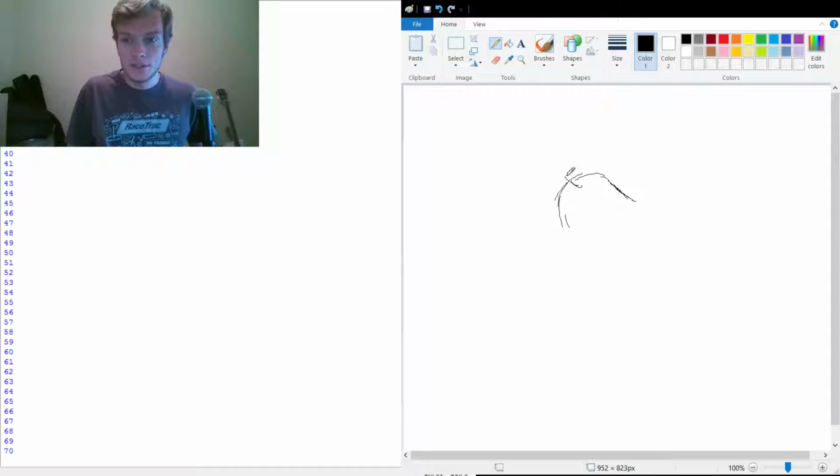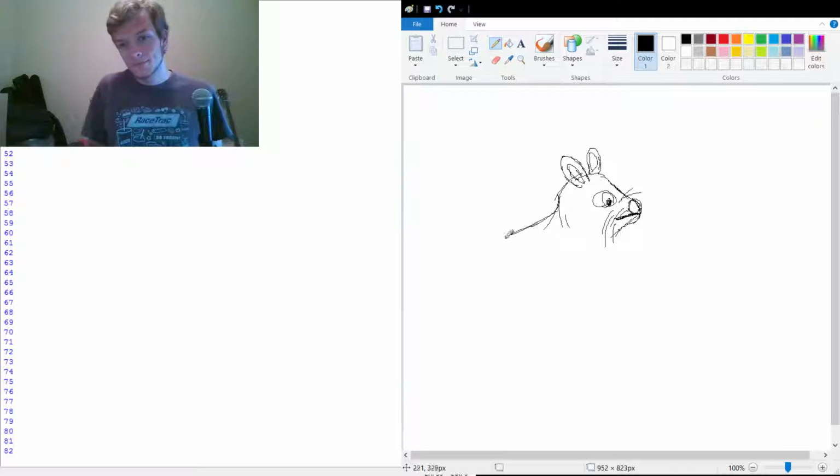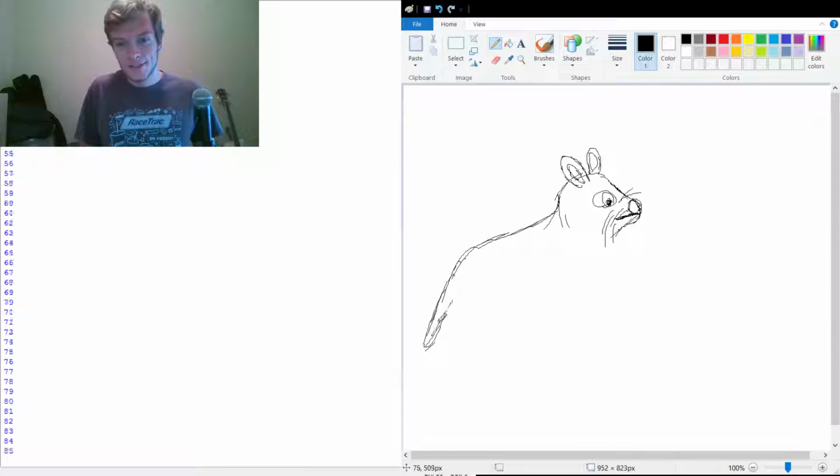mice have these kind of round ears, and then they have a round face and big eyes. That looks so ugly, but okay, so we got this tail, and then mice have pretty strong back legs.